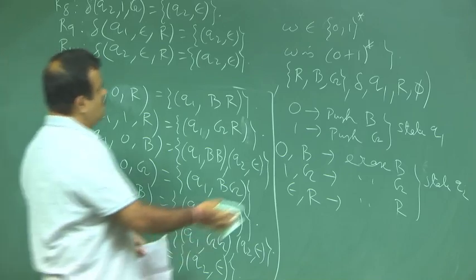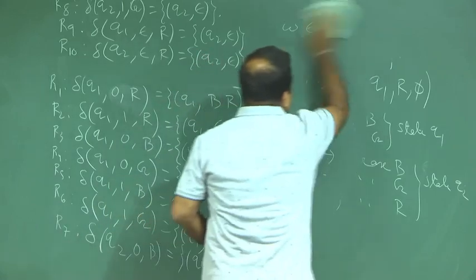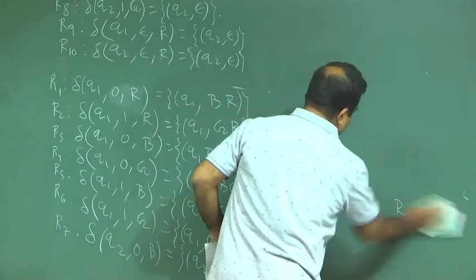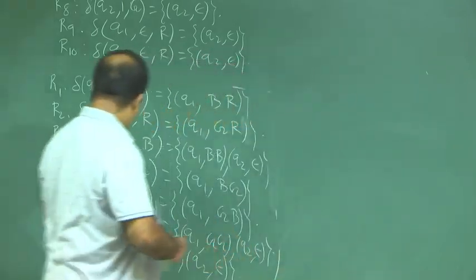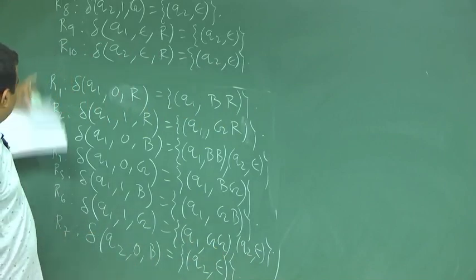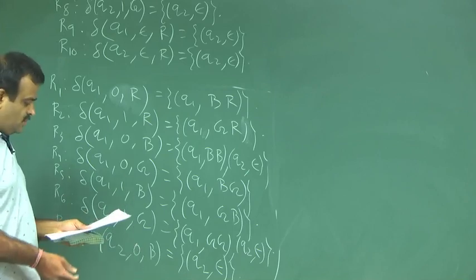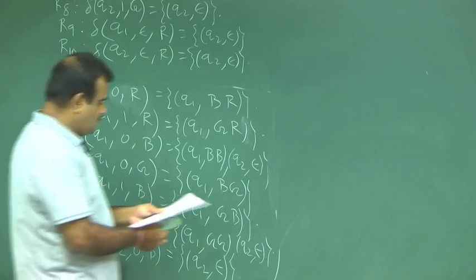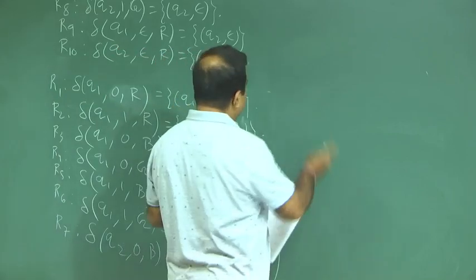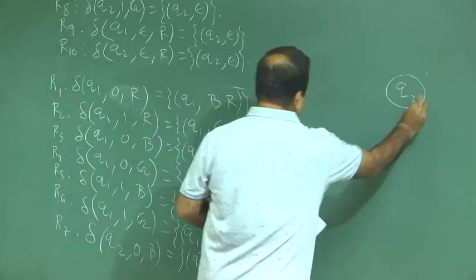So, this is the transition rules of a PDA. These are our deltas. Now if you draw this, we can draw this. We have two states, Q1 and Q2.